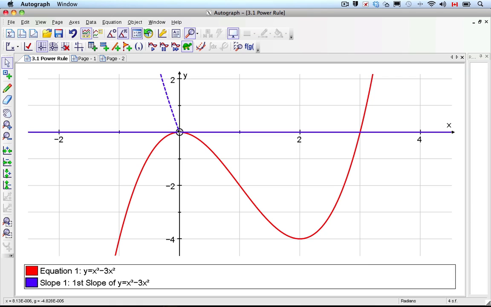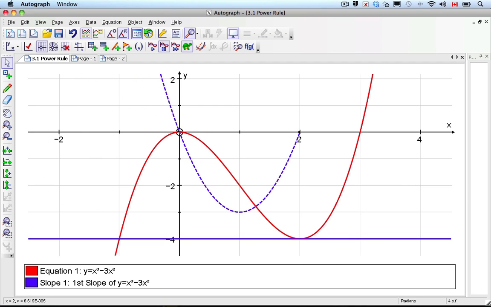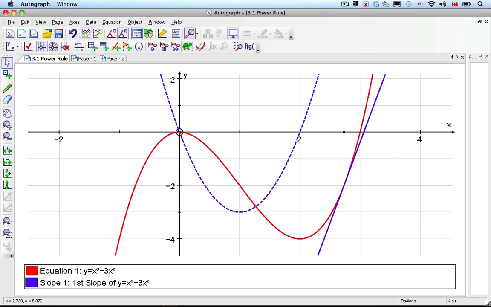It's now at 0. Negative slopes, all those points are negative, negative slopes, negative slopes, negative slopes, 0. And then we start to get positive again. So what do you notice about this function? What does it look like?